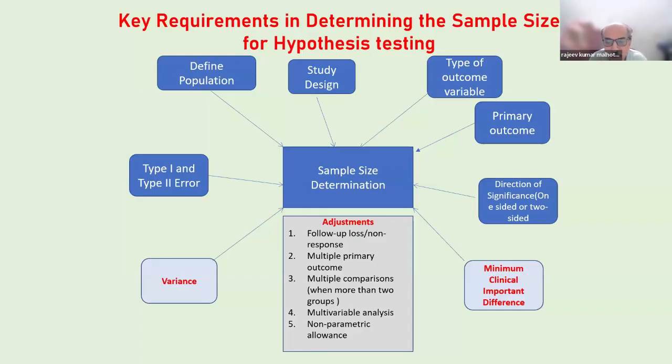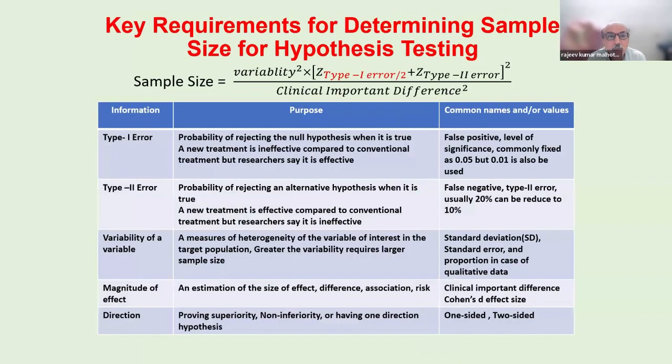That I have explained yesterday. If you are going for multiple regression analysis, you have to take care of the confounding variables, how many variables you are including. So this is about the adjustment and the key requirements. Now we come to a detailed explanation of type 1 and type 2 error, variability, magnitude and direction, because these five things are important for calculating the sample size.